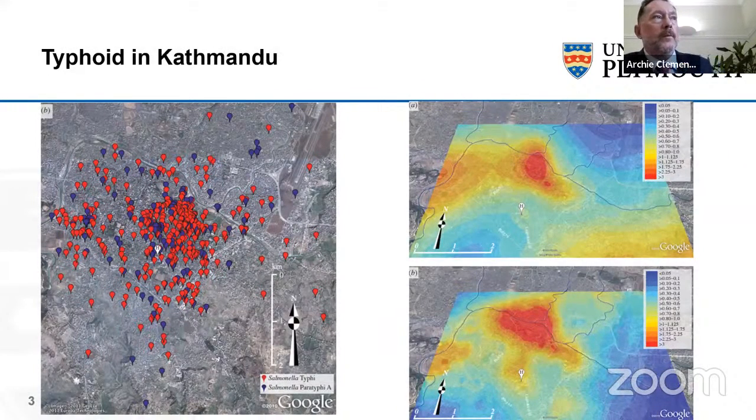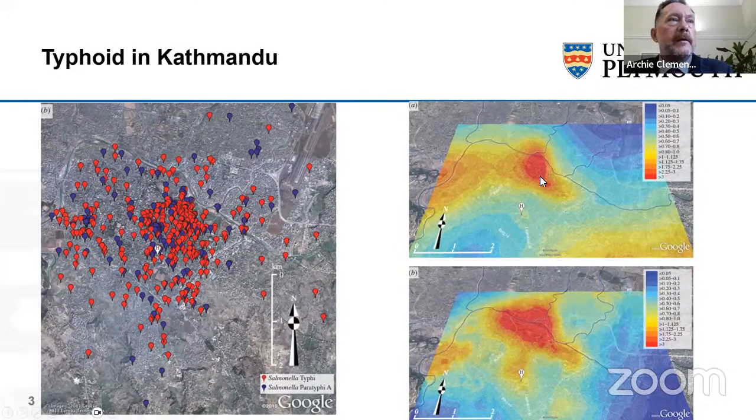So here, we've undertaken a spatial case control study where we've used information on the cases, but we've also mapped the density of the catchment area for the hospital and then related the density of cases to the density of the catchment area to produce these maps on the right, which are risk maps. They're showing hotspots of transmission.